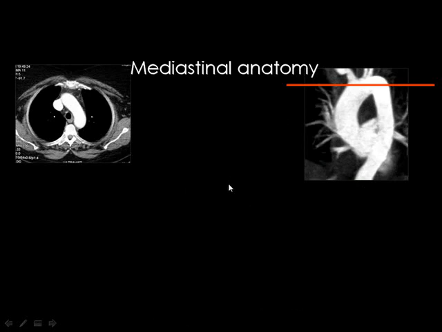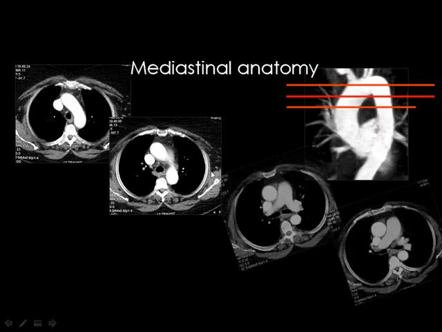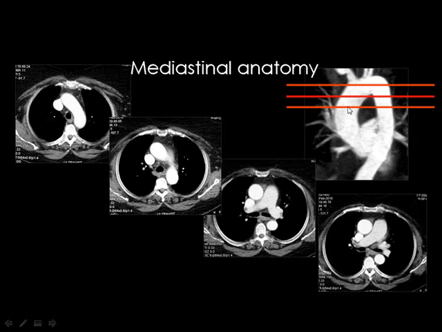Then if you go down from the aortic arch, you are cutting here. This is the arch of the aorta, and this is the superior vena cava. Lower down, you will see that the arch will divide into the ascending aorta and the descending aorta. Here, this is the ascending aorta, this is the descending aorta, and this is the superior vena cava. Lower down, you will see the ascending aorta and the descending aorta with a space in between, which is the space for the pulmonary artery.